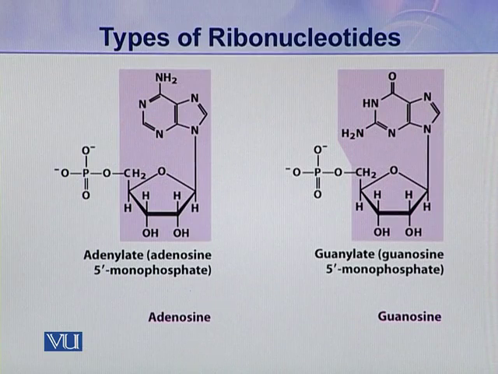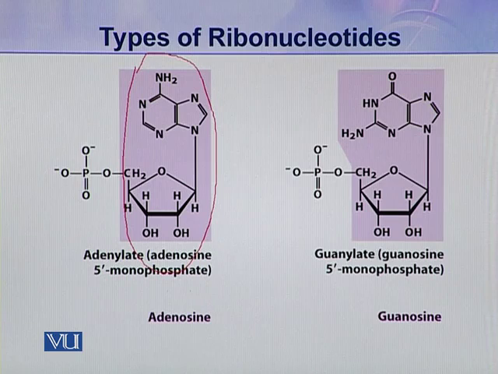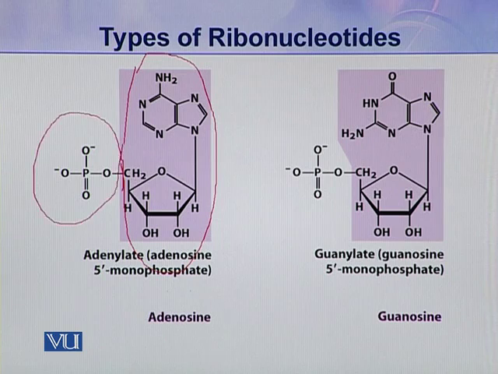As you can see, this colored portion is a nucleoside. You know, this is a nucleoside because a pentose sugar and a nitrogenous base, when they both combine, make a nucleoside. And here the nitrogenous base is adenine. So this nucleoside is adenosine. And when to this adenosine a phosphoric acid is attached, it becomes a nucleotide. So this adenosine becomes adenylate.